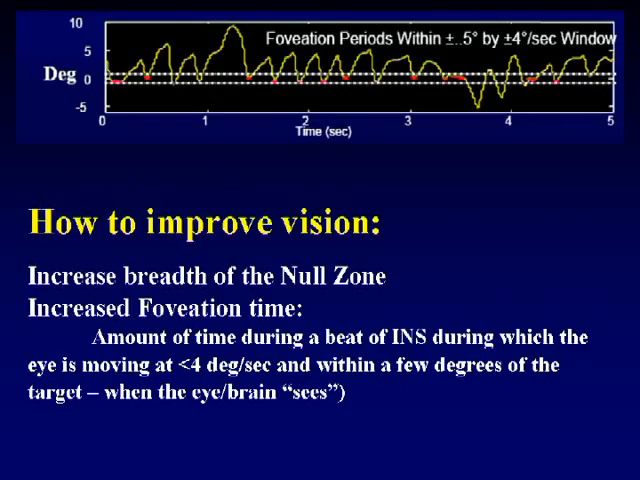How do you improve vision? What is the effect of surgery that you're having? The aim is to increase the breadth of the null zone. The null zone is that area less than 4 degrees from the point of central fixation, the duration for which the eye is stable and is looking at the object of regard. So it's only during that period that the brain is able to take cognizance of the object that the eye is trying to see. Before and after that, it's off the target of regard, and the child or the person is not seeing. So the aim is to increase that period of foveation time.